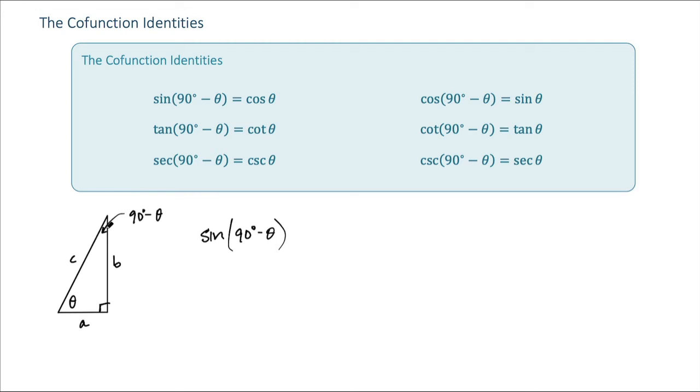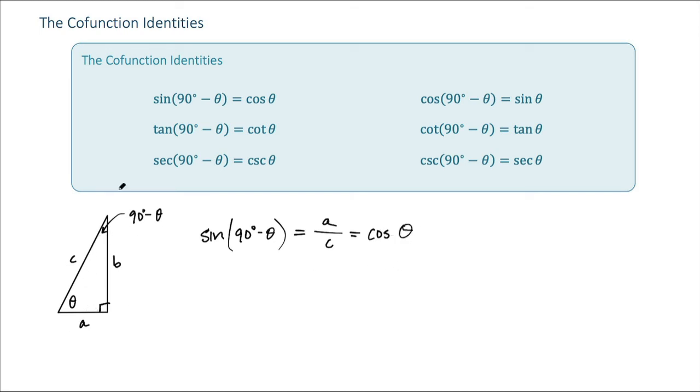Okay, the sine of an angle is the opposite, which is A, over the hypotenuse, which is C. Well, notice that you can also view that as the adjacent of theta, okay, over the hypotenuse, which of course is the definition of the cosine.